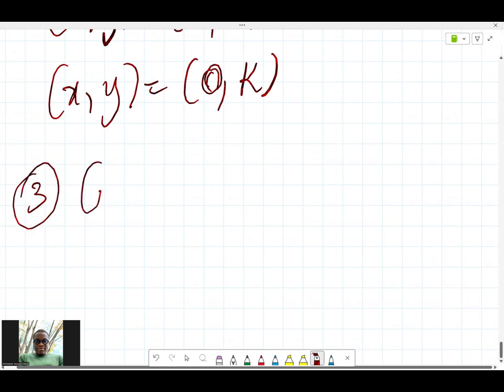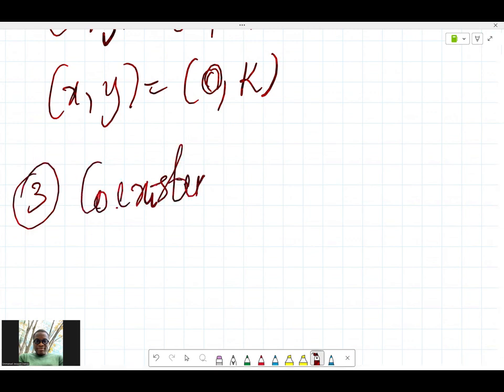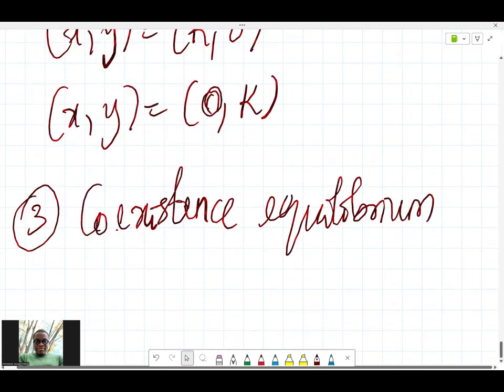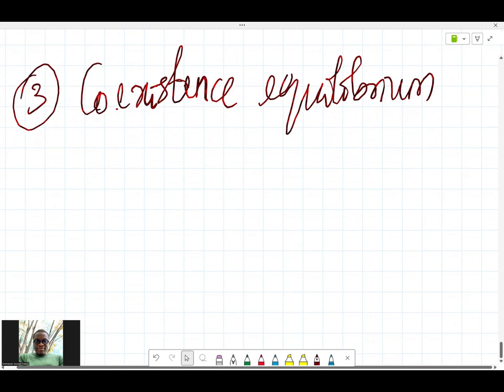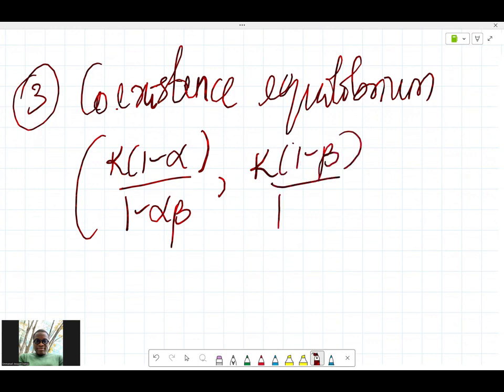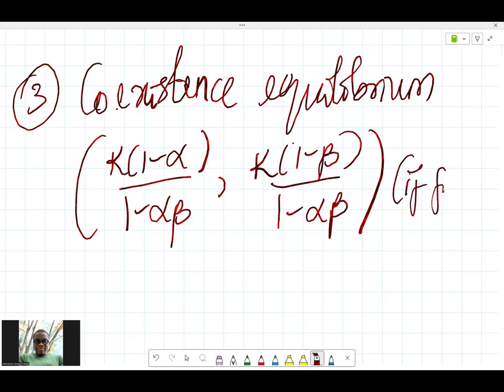Then number three, you can actually have a coexistence equilibrium. In this case, you have the two species reaching some kind of balance. The two of them actually persist. So here, this is K times (1 minus alpha) all over (1 minus alpha beta). If you solve that system, you get this: K times (1 minus beta) all over (1 minus alpha beta). Of course, this is only possible if feasible. You may be able to derive it mathematically, and it may not be feasible biologically.